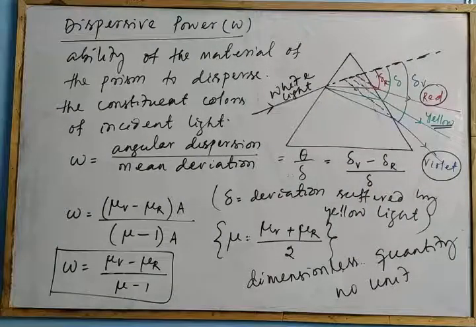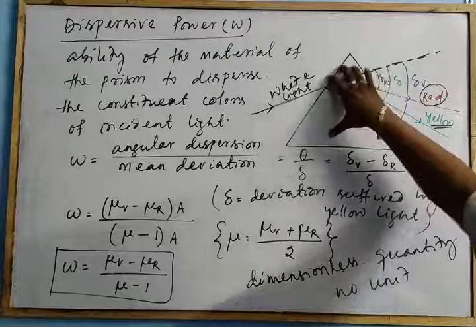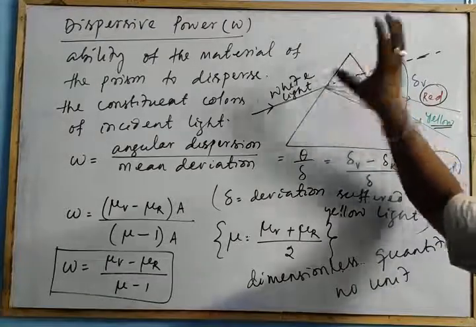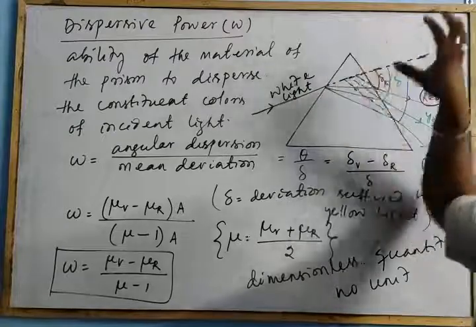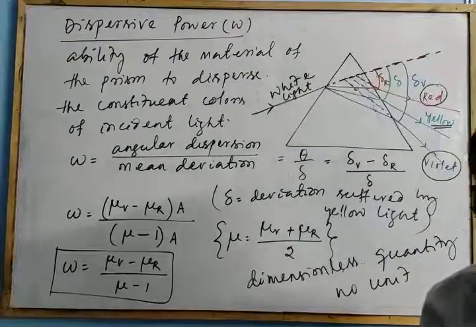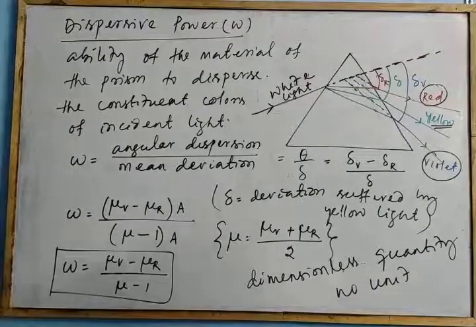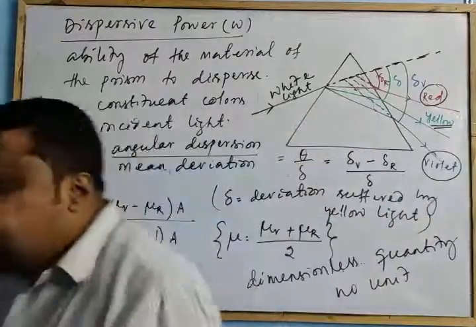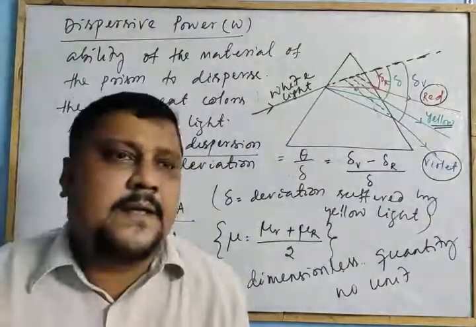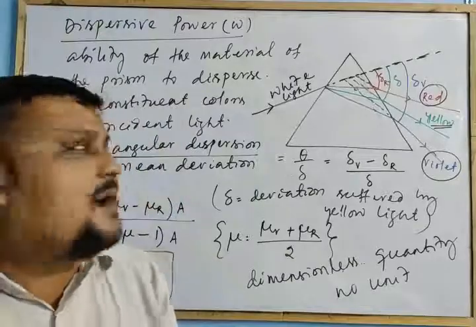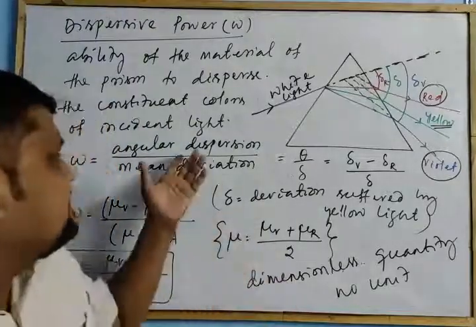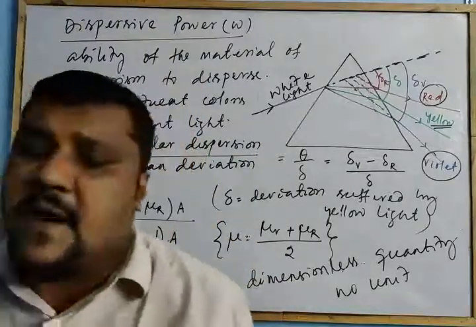And as an example, the dispersive power of a flint glass prism is greater than that of a crown glass prism. Clear? So this is all about the dispersion by a prism. Dispersion and the dispersive power, and how we calculate the angular dispersion and dispersive power. Thank you.